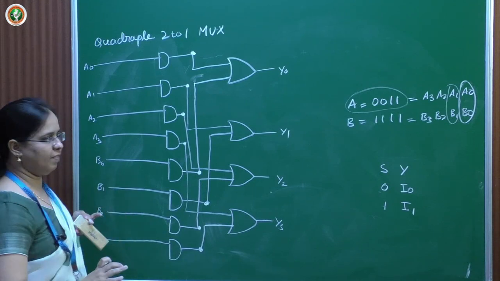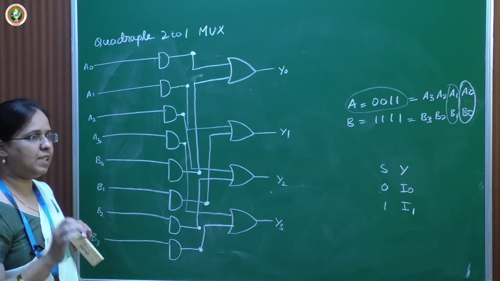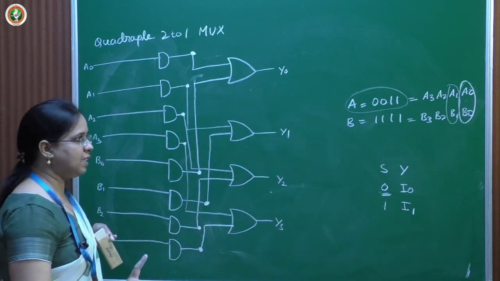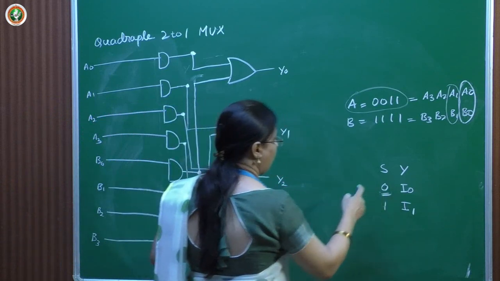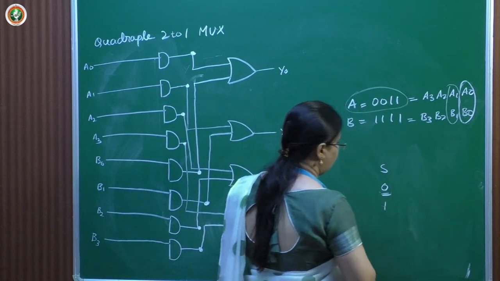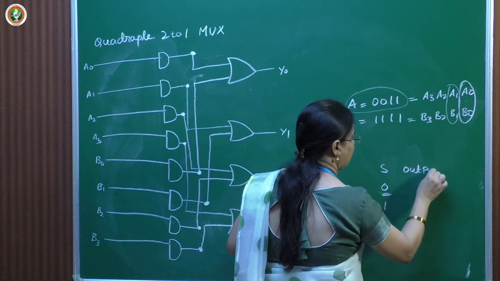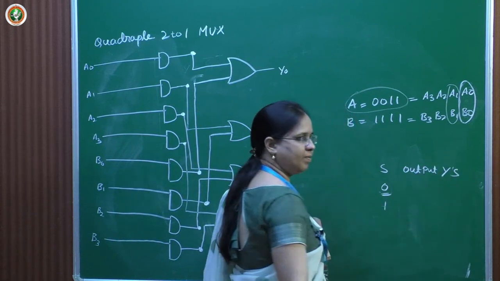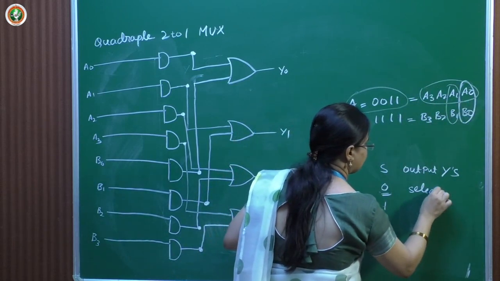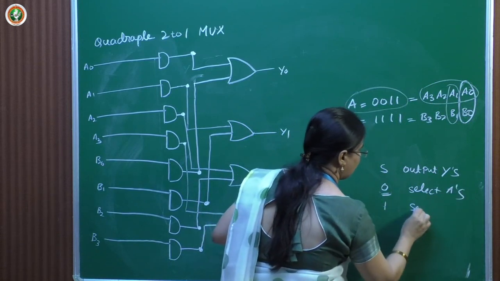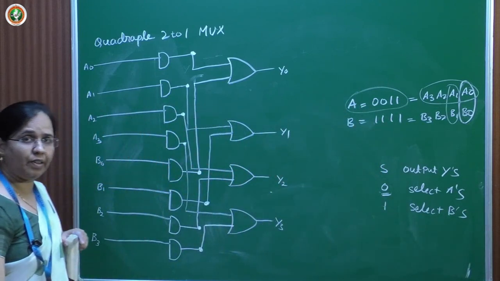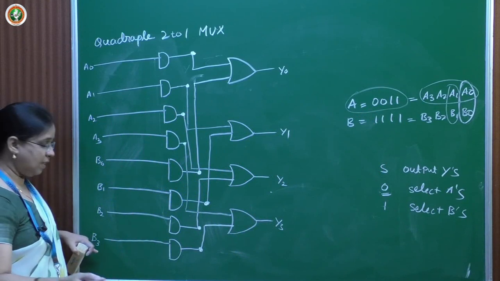Once we are done with this, we have to now speak about the select input. There is only one select input. What did I say? When S is 0, I want A to be selected, so I can just modify this truth table. If S is 0, I want to select A's. If S is 1, I want to select B's. Now how can we do this? Can you just think? It is very clear from the discussion.